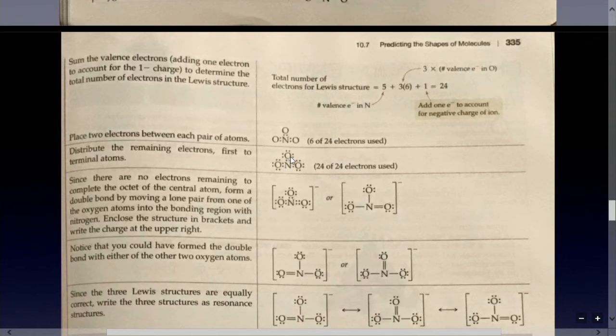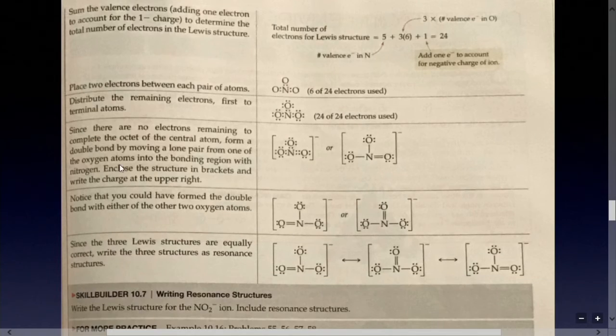But at the end of the day, when you're done showing your 24 electrons, you're going to have this structure where basically all 3 of the oxygens got octets, didn't they? That's what it says to do. Distribute the remaining electrons first to the terminal atoms, trying to give everything an octet. Then, so you have 2 things you could do here. If there are no electrons remaining, remember, then you're allowed to form double bonds or triple bonds as necessary. If you have any extra electrons, then you put them on the central atom.